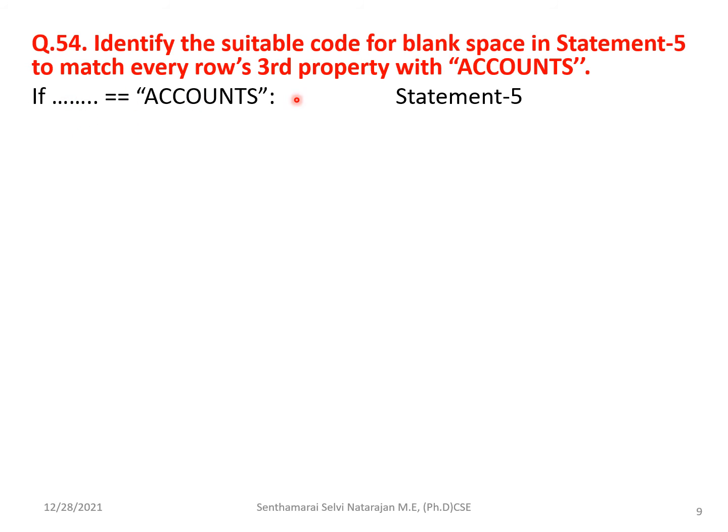So which is equal to account statement 5. They are asking to equalize one field of the record. They are giving three fields, that is employee number, name, and then the department. So they are asking to display the record which is having the department equal to accounts.